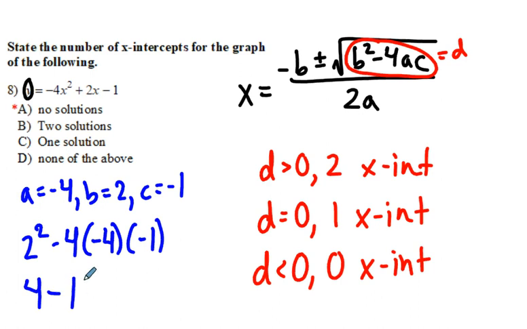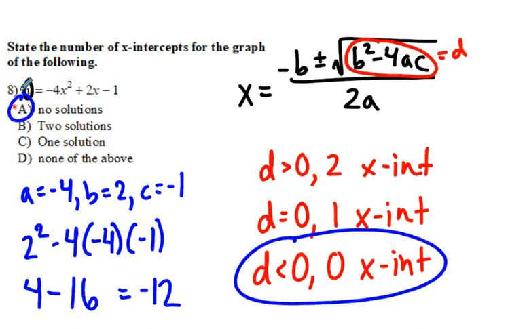4 times 4 is 16. 4 minus 16 is negative 12. I cannot take the square root of a negative, so it is this case. That's why it is no solutions. There's no x-intercepts.